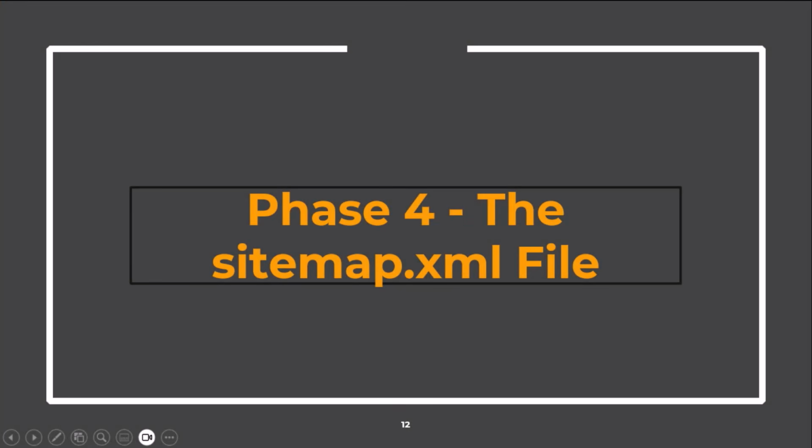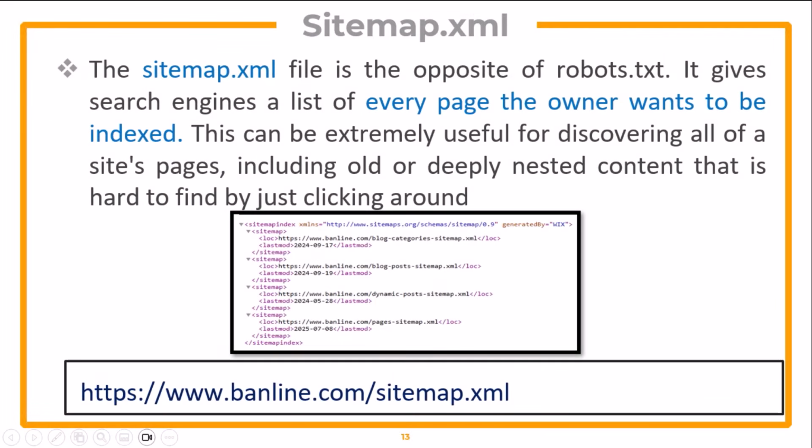The counterpart to robots.txt is sitemap.xml. This file gives search engines a complete list of every page the owner wants them to find. This is useful for us because it provides a comprehensive map of the entire website structure, often revealing pages that are difficult to navigate to manually, or even old pages that are no longer linked but still active on the server.